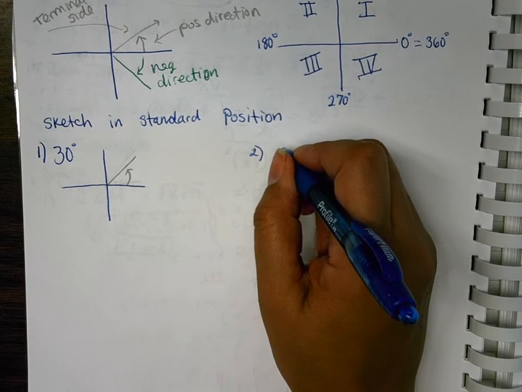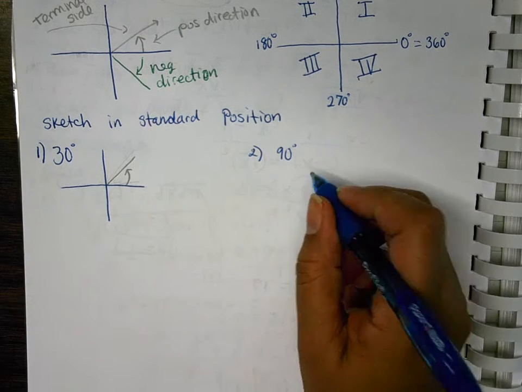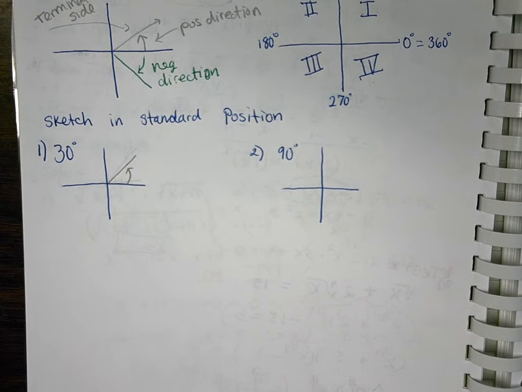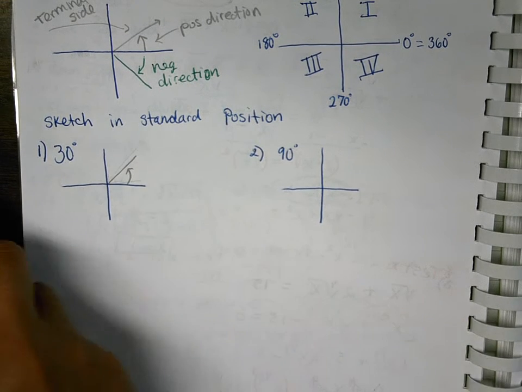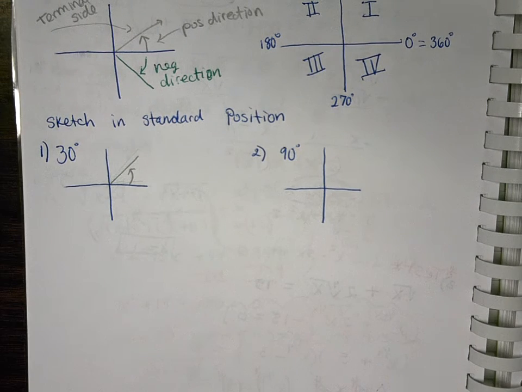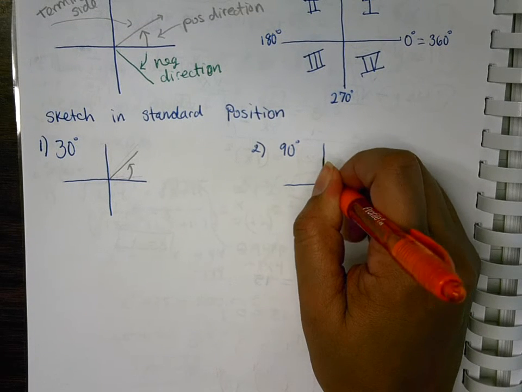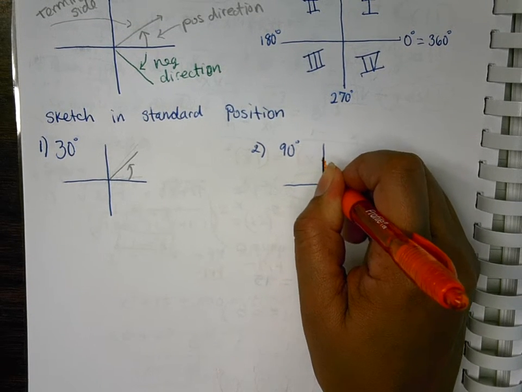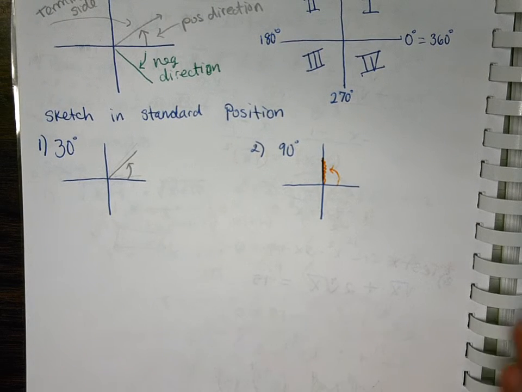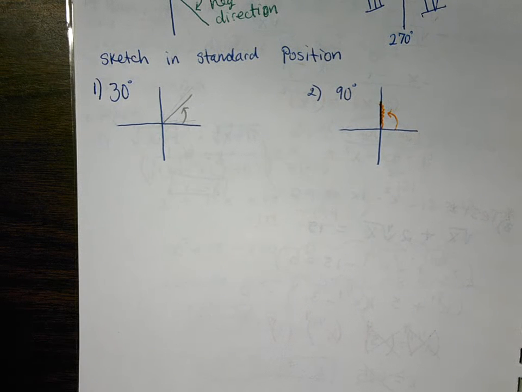Number 2, 90 degrees. Make your coordinate plane. Where is 90 degrees? Is it right here? All right, so when you draw it, I'm going to put a different color just so you can see it. It ends up being right here. Do you agree? Can you see that? I'm going to put an arrow there. That is your 90 degrees. Is it important to put the arrow? Yes, so we know what direction you are moving.